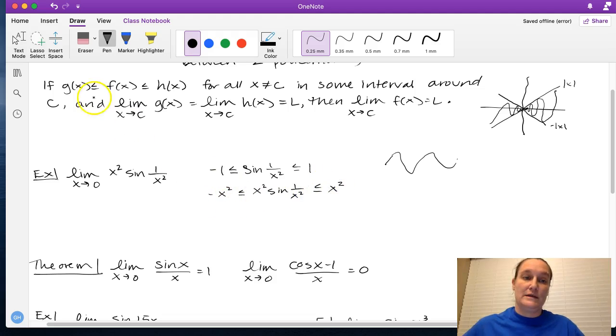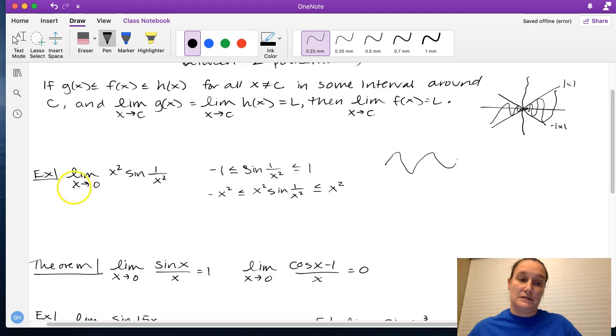So we now have this. We have our g of x, our h of x. This is our g, this is our h, this is f. And it's true for all x's. It happens to be true for all x's, not just an interval around 0. And we need these two limits to be the same.